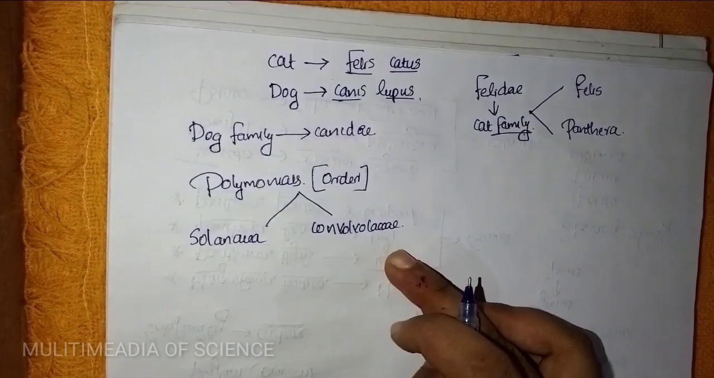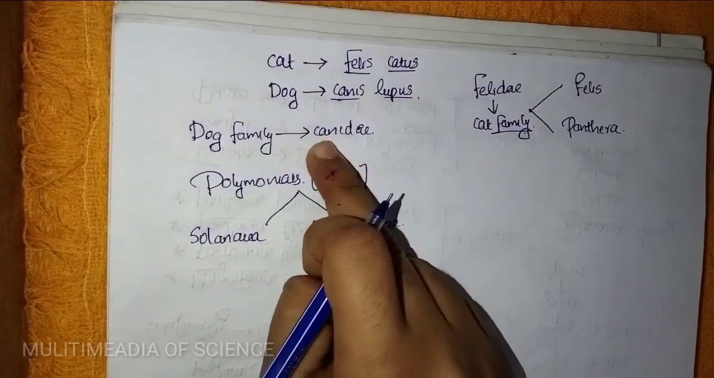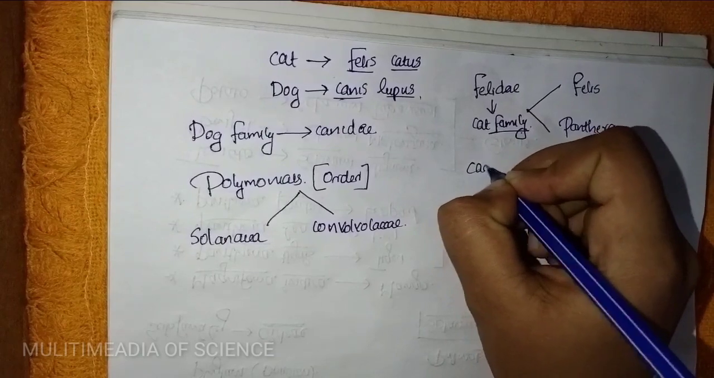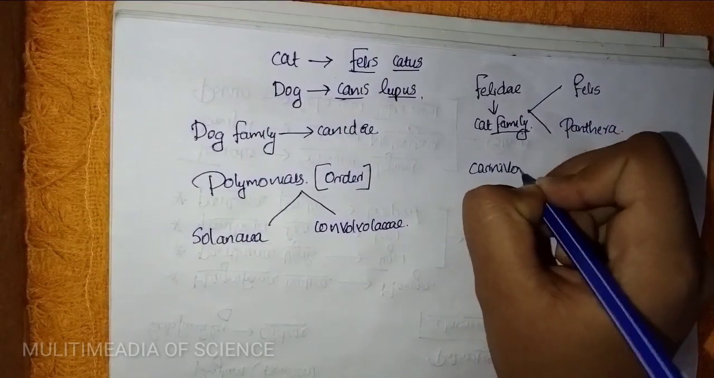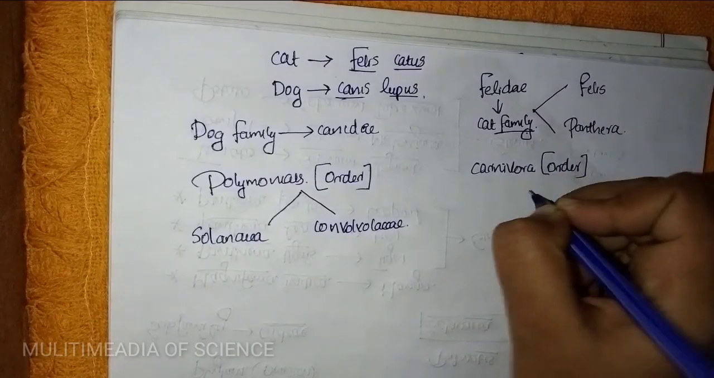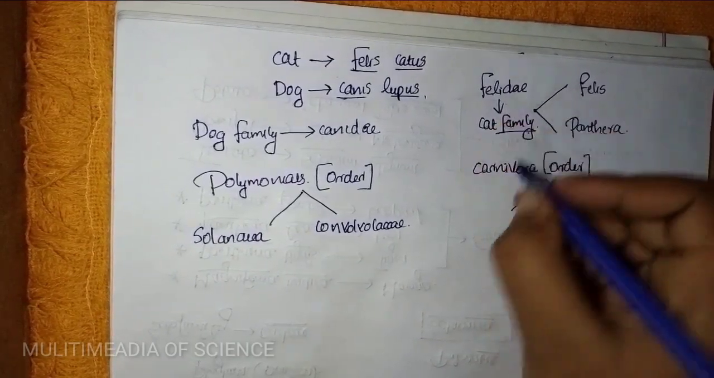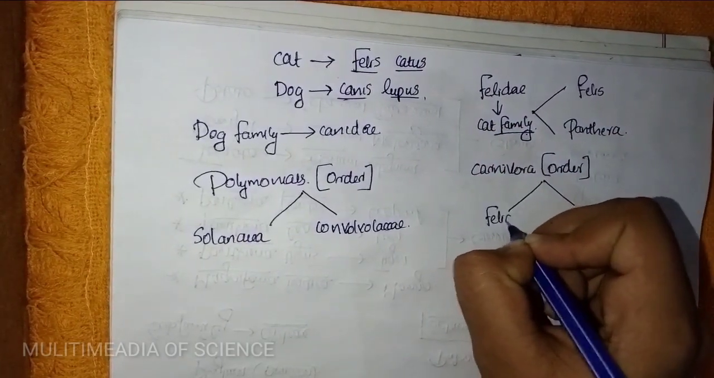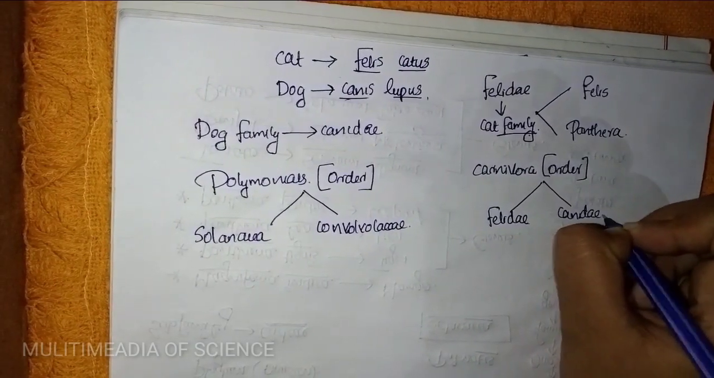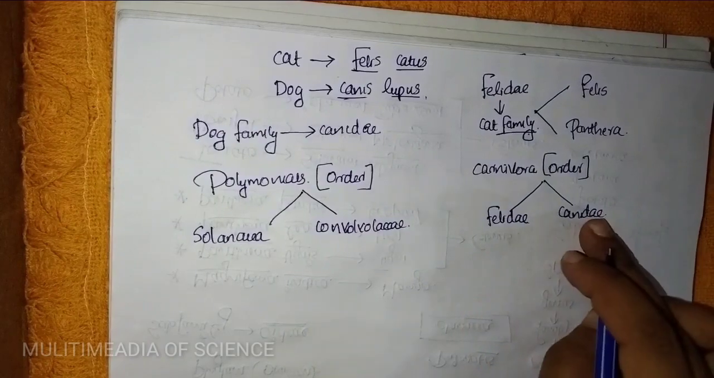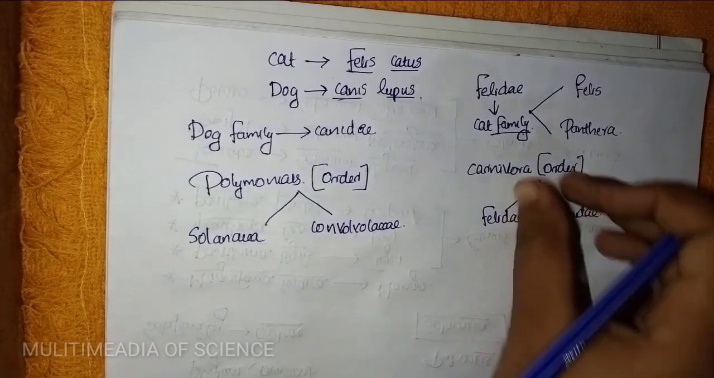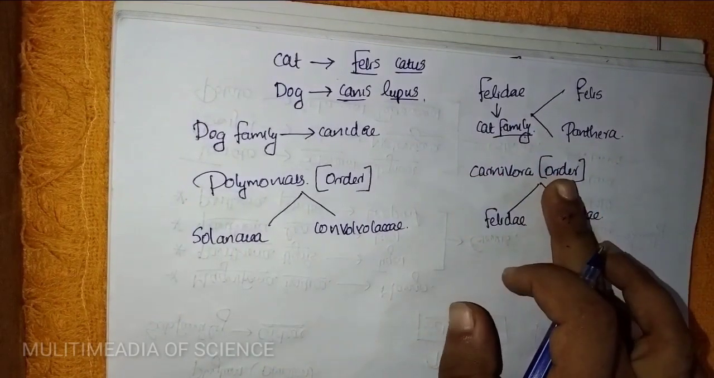The families Felidae and Canidae are included in the order Carnivora. So the next order is Carnivora. Carnivora is the order which includes two families: Felidae and Canidae. Felidae is the cat family, Canidae is the dog family. These families are included in the order Carnivora.